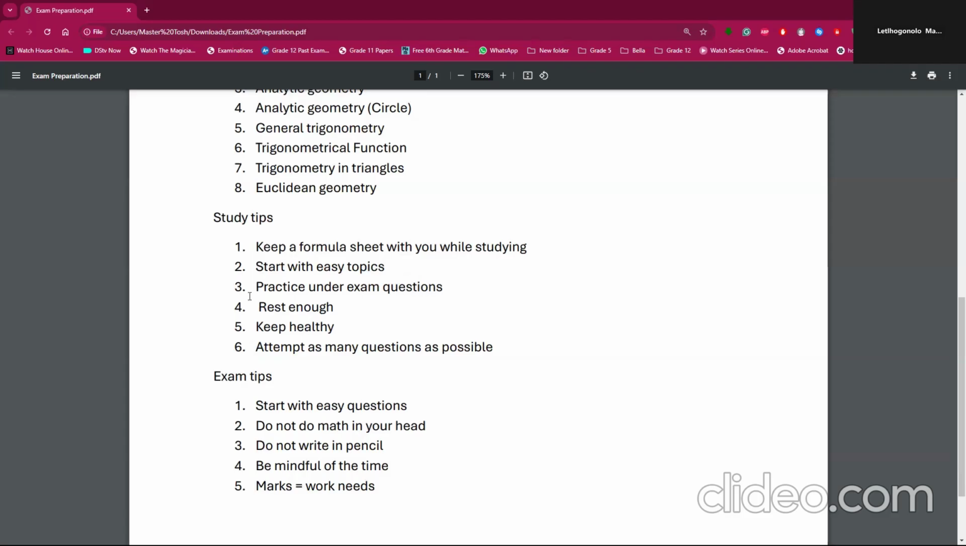Number 3, practice under exam conditions. I'm going to write conditions, not questions here, but yes, practice under exam conditions, so you can see how well you can go through the paper in the given time.